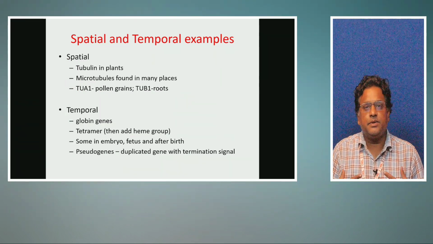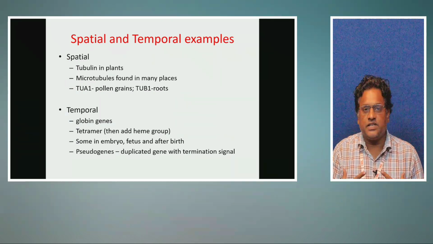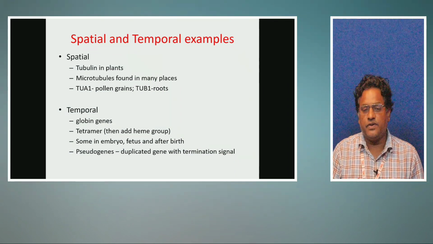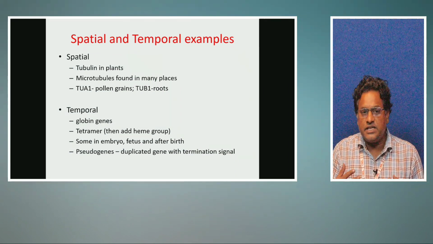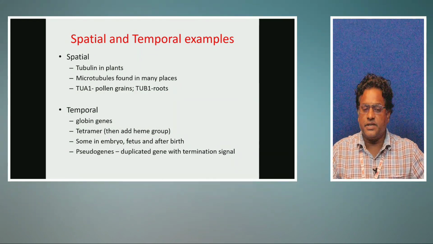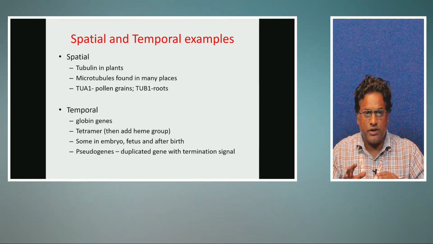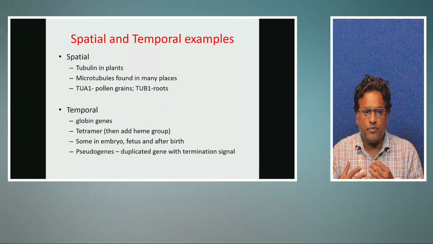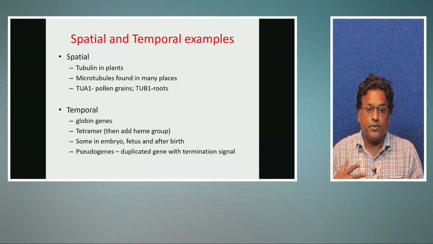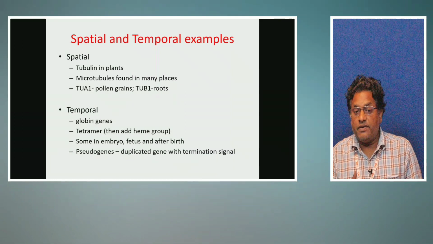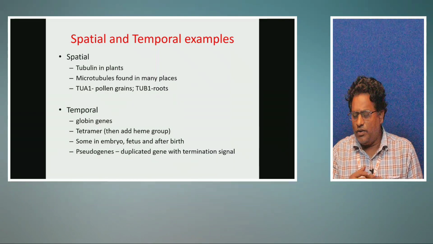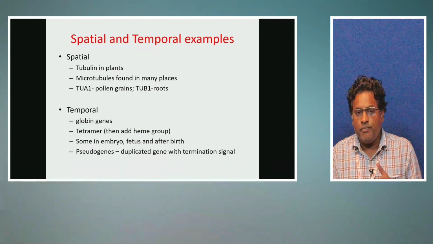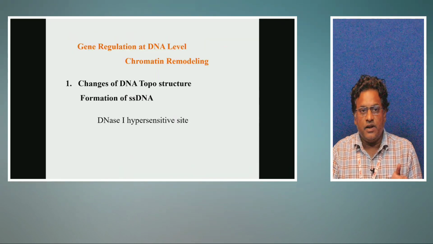So in the spatial and temporal expression, for example, spatial you will find in tubulin in plants and microtubules found in different places. In the same way, what you will find in the temporal region is globin genes, then the tetramer, then added to the heme group, and sometimes in the embryo, or Hox genes, all the homeobox genes which are involved in the developmental phases.